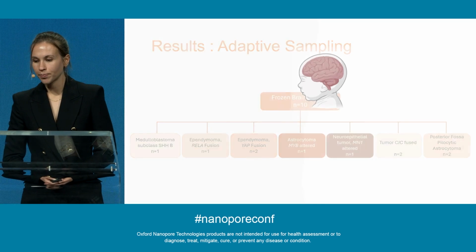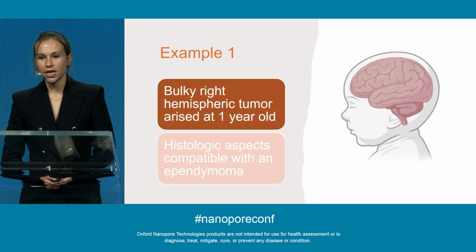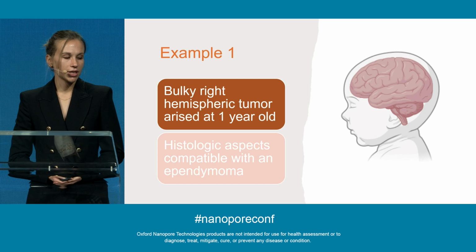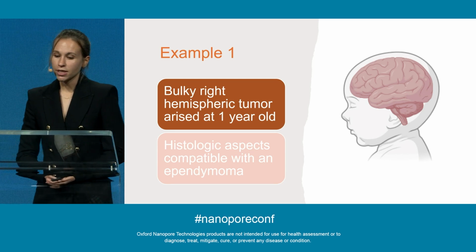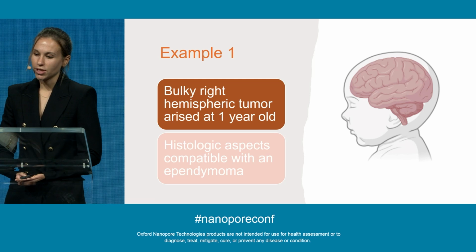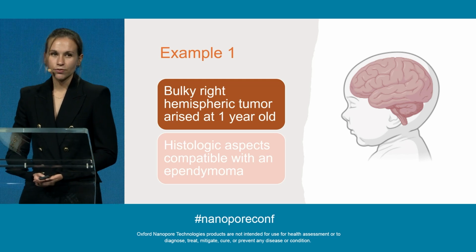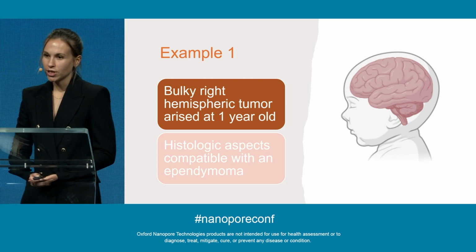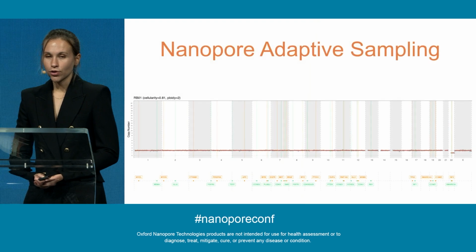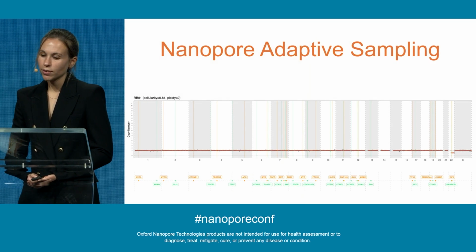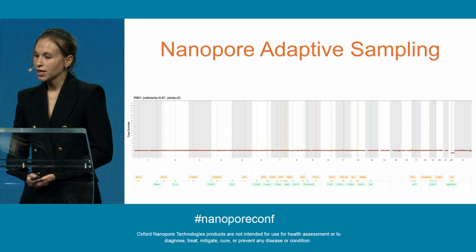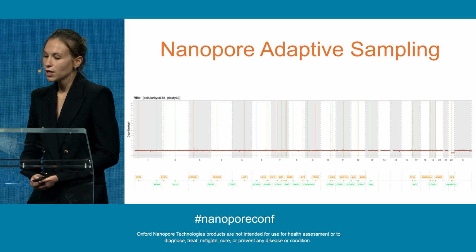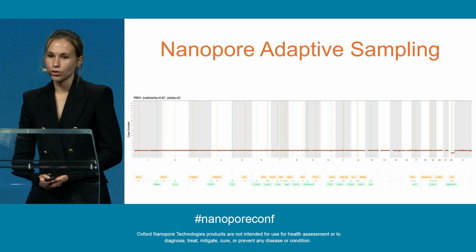So the first case was a young girl presenting at 1 year old a bulky right hemispheric tumor. The histologic aspects were compatible with an ependymoma. So we received the frozen brain tumor and we performed adaptive sampling. So first, as I told you, we were able to obtain with a very good precision the copy number profile in order to study the dynamic of the tumor. And as you can see here, we detected a chromosome 22 monosomy.